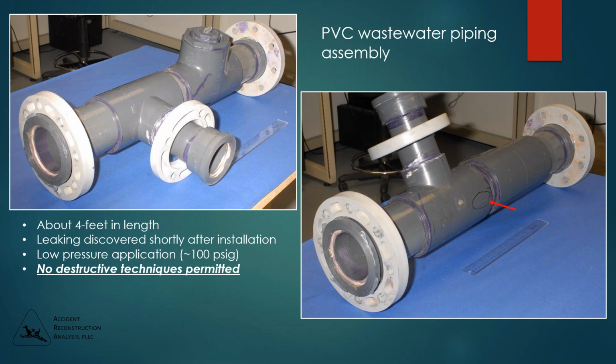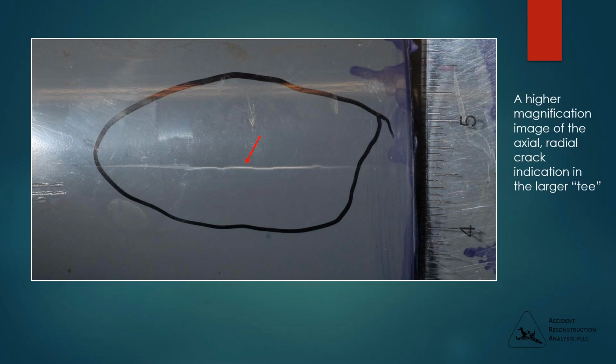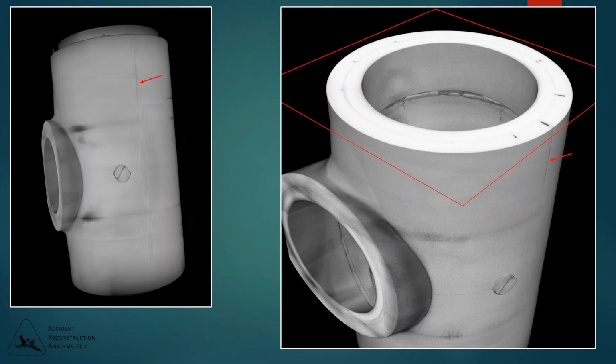You can see the crack in this T marked with an arrow in the previous slide, and then a higher magnification of the crack here. We've created a volume of the larger T in that assembly, shown on the left. The crack is marked with an arrow. At the right, you can see that same image rotated and translated, showing a slice through the joint between the pipe connecting the two T's and the two T's.